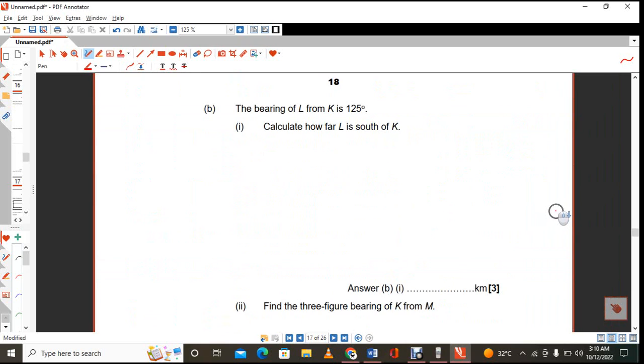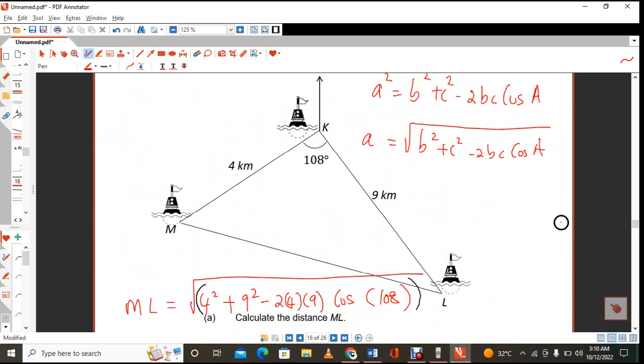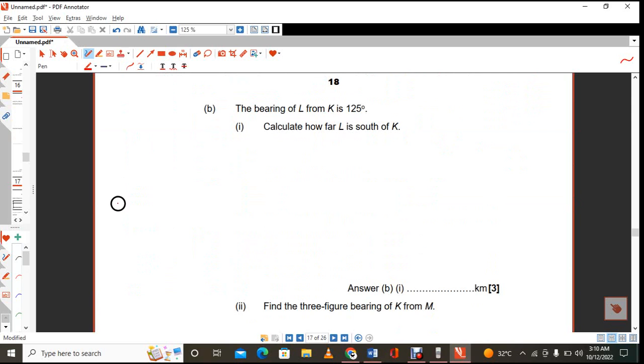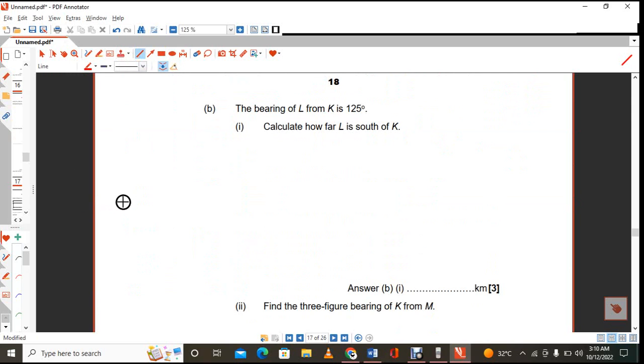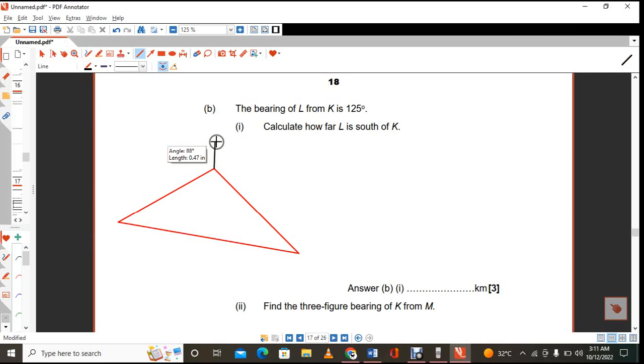3 marks. Part B. The bearing of L from K is 125 degrees. The bearing of L from K. Let me just draw the triangle so that it's a bit better if I do it here. So I have my triangle like so, and let's take the one with the arrow to indicate the north line.